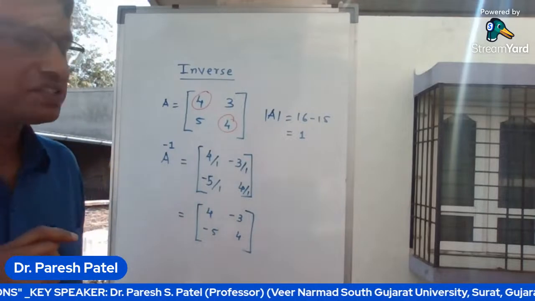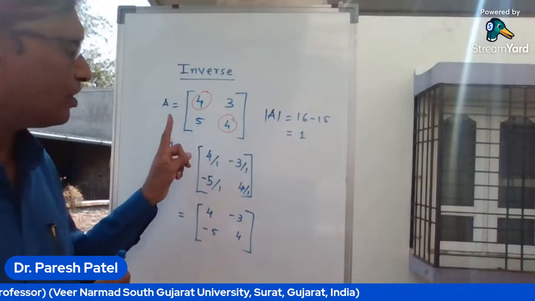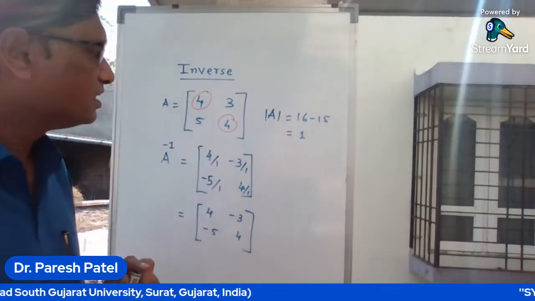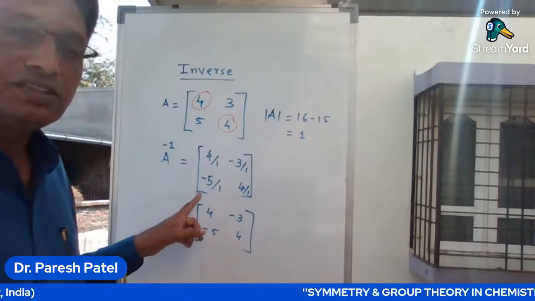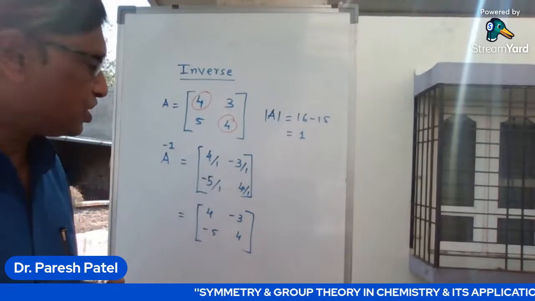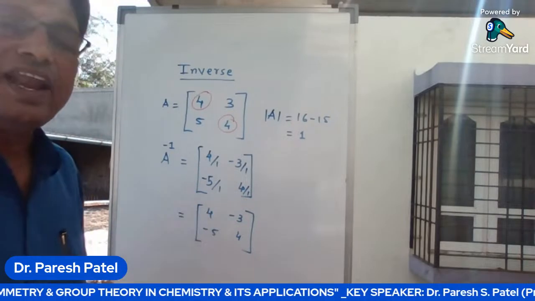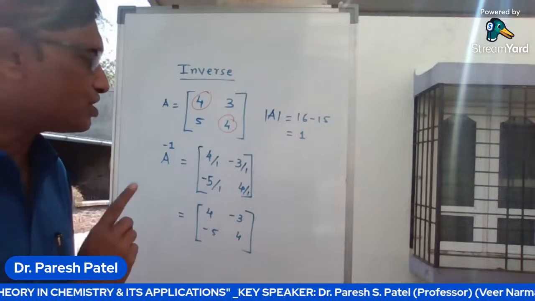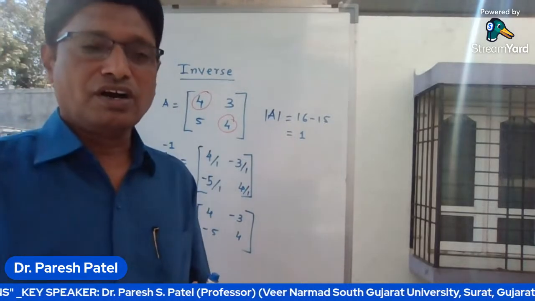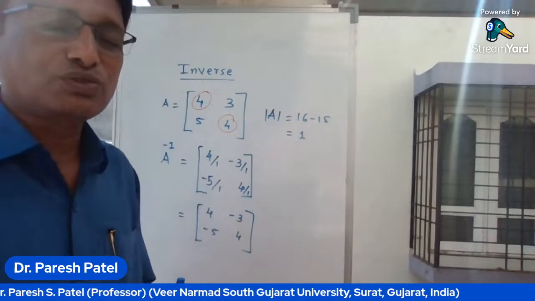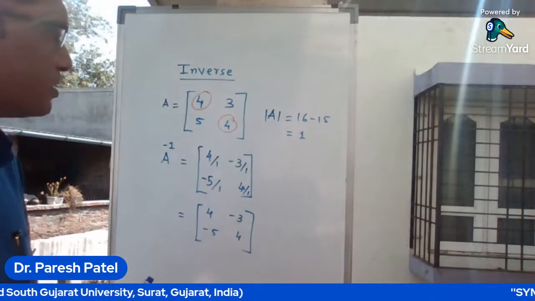So dear students, how to find the inverse for a two-dimensional matrix? First of all, we have to find the determinant of this matrix. Second step, change the position of the diagonal elements. Third, change the sign of the elements other than the diagonal elements. And the last step, divide each element of the matrix by the determinant of this matrix. So this is the inverse for the two-dimensional matrix. Now how to find the inverse for a three-dimensional matrix?